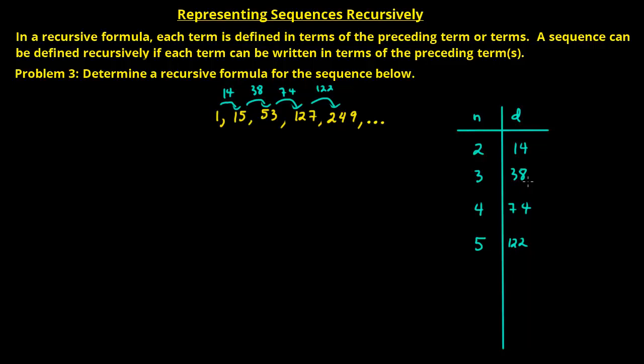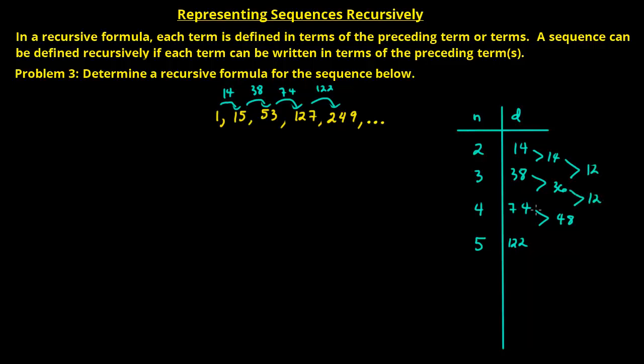So 38 minus 14 is 24. 74 minus 38 is 36. And 122 minus 74 is 48. So now we see that in the first differences of the differences between terms, the first differences are increasing by 12 each time. So that means that the second differences are going to be constant.